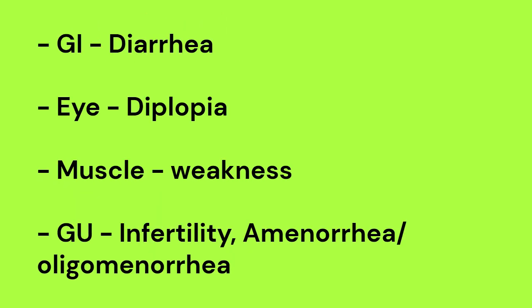In the gastrointestinal system, there will be complaints of diarrhea. In the eye, there will be diplopia. There will be muscle weakness. And in the genitourinary tract, both the males and females will experience infertility, and the females will have amenorrhea or oligomenorrhea. So remember, there is an inverse relation. In hyperthyroidism, the menstrual cycle reduces. There is amenorrhea or oligomenorrhea, which is seen in females.